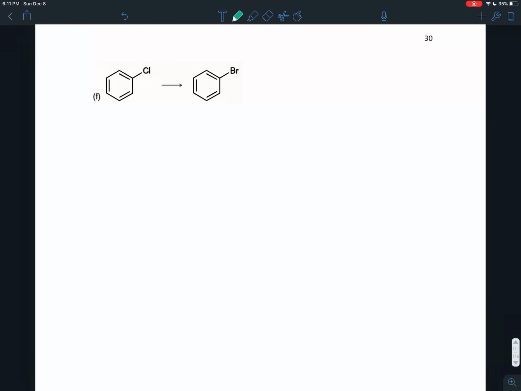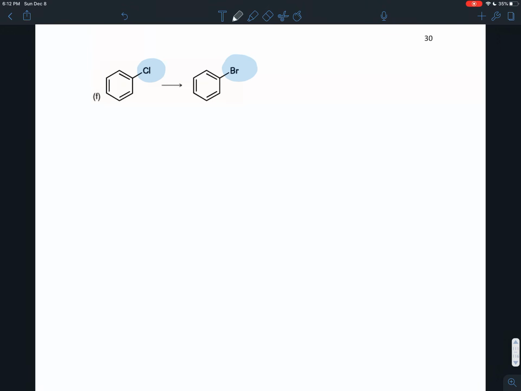Here, we're replacing a chlorine with a bromine. Now, it would be easy enough to put a bromine on a benzene ring. If you just started with benzene, then you could brominate it, so Br2 and FeBr3, for example. But in order to do that, we would have to get rid of the chlorine first. And we don't know any ways to get rid of a chlorine.